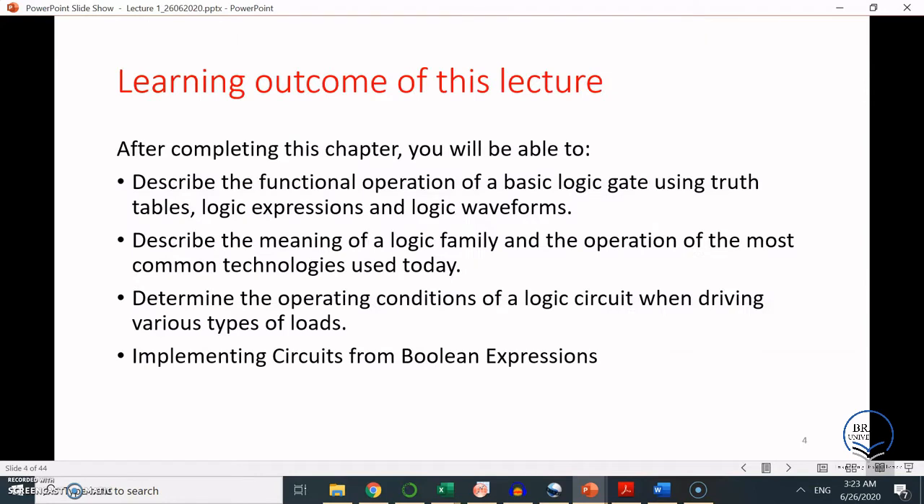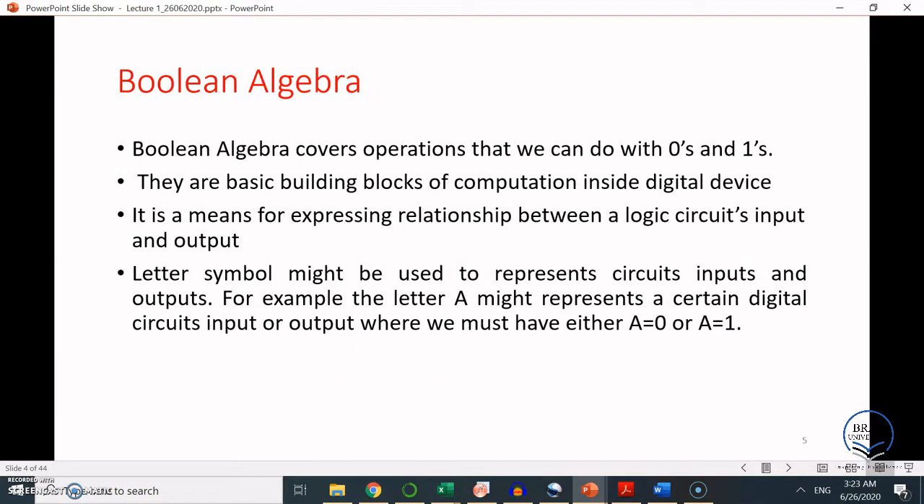Learning outcome of this lecture. After completing this chapter, you will be able to describe the functional operation of a basic logic gate using truth tables, logic expressions, and logic waveforms. Describe the meaning of a logic family and the operation of the most common technology used today. Determine the operating condition of a logic circuit and driving various types of loads. Implement circuits from Boolean expressions.